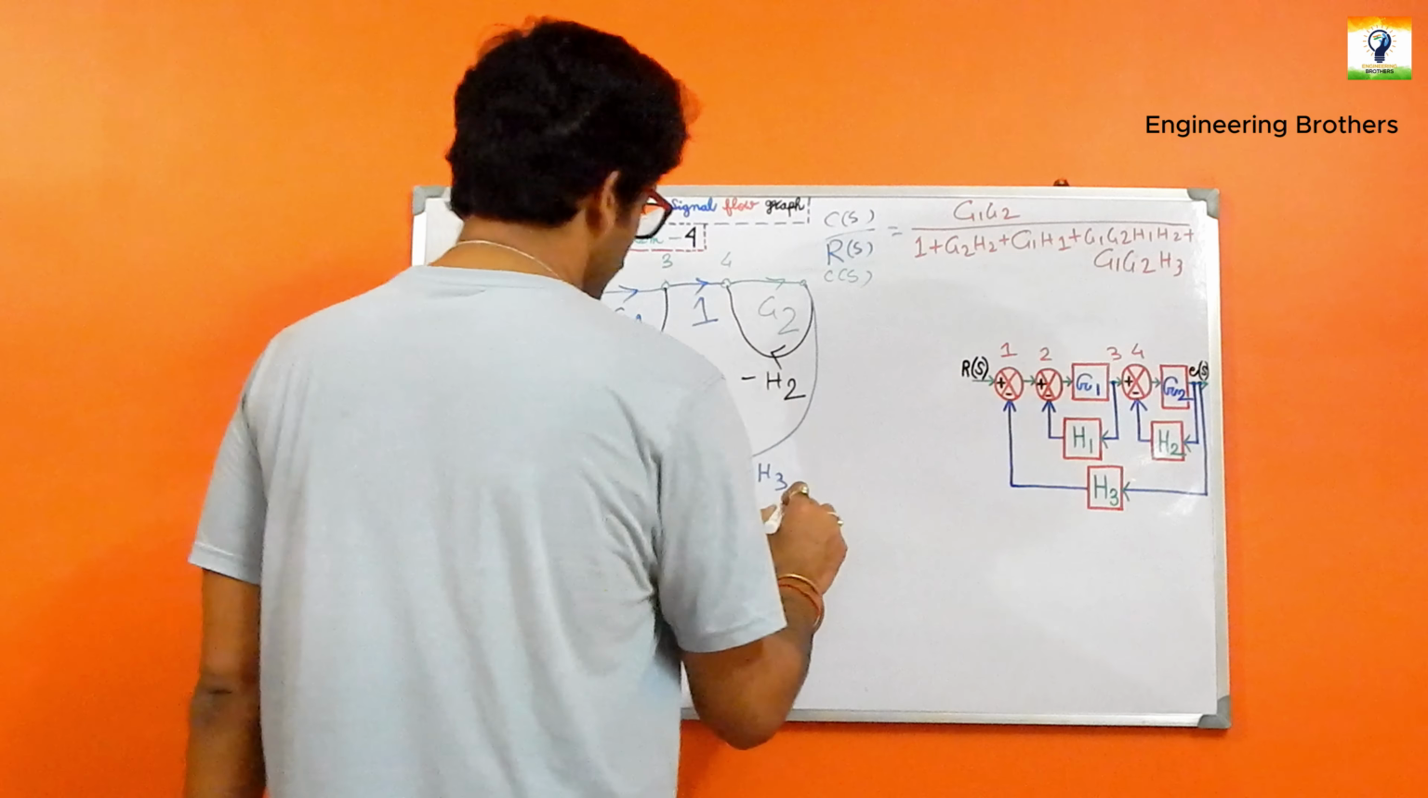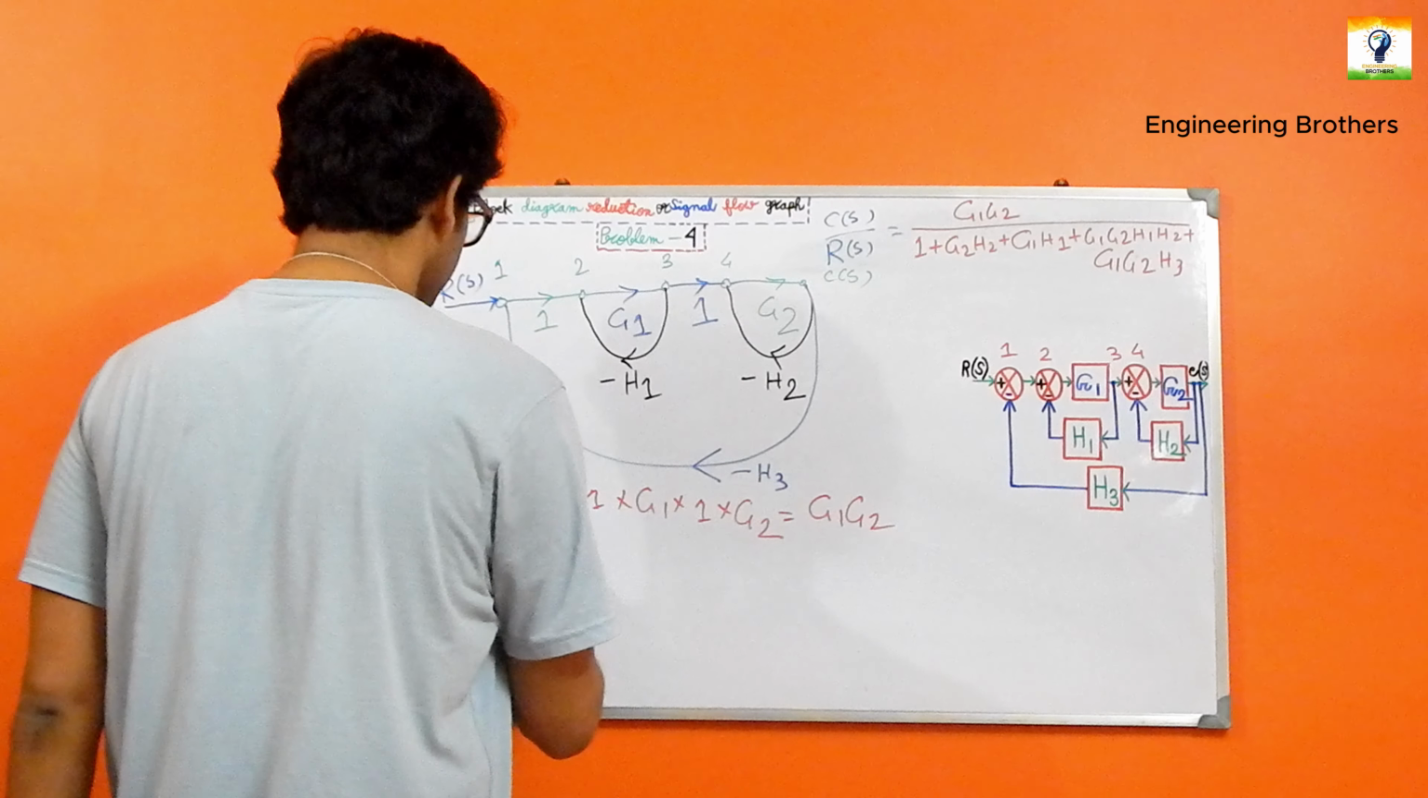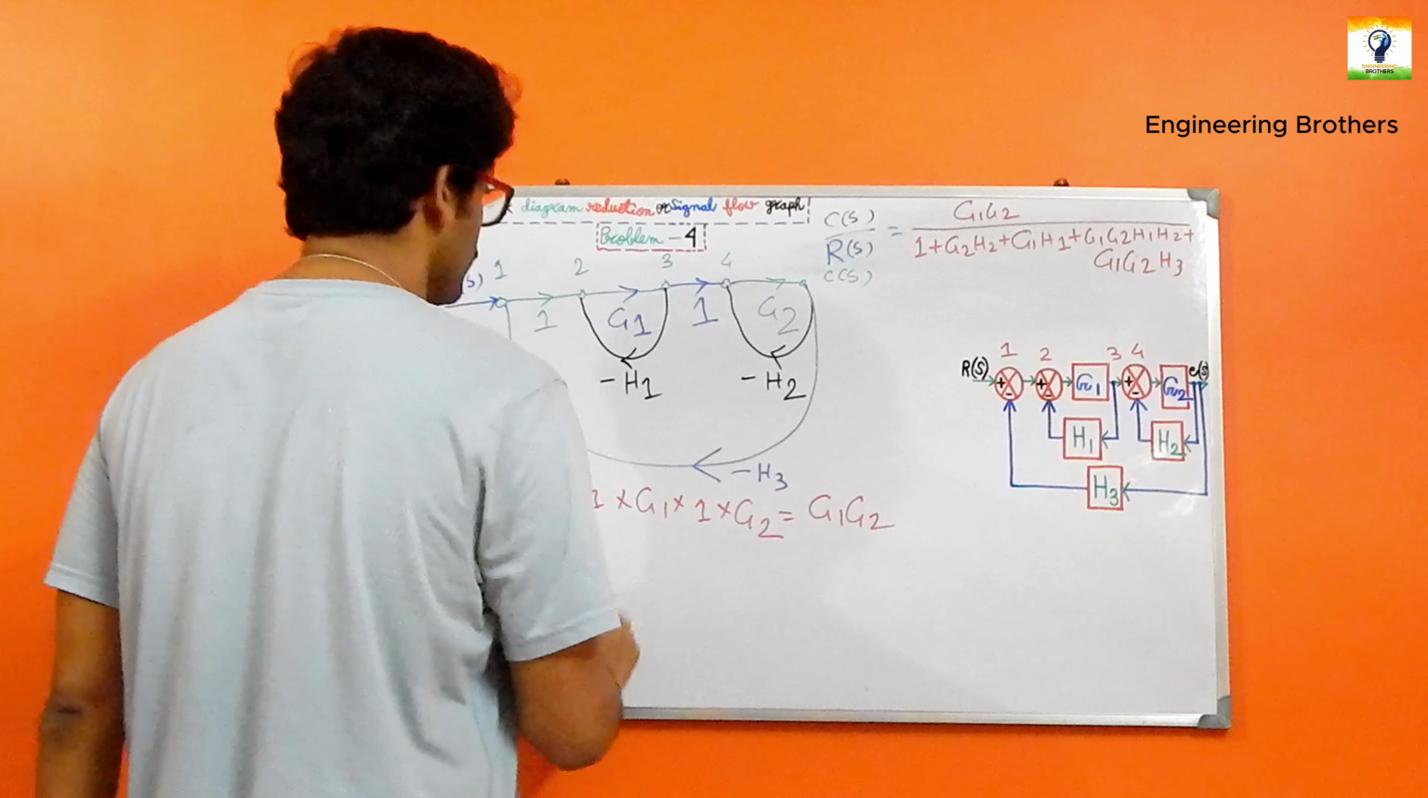Now the forward path will be our G1, G2. Okay? And the next step will be, let us find out the individual loops over here. And what are the individual loops? The individual loops will be quite natural. First, L1 will be considered over here.